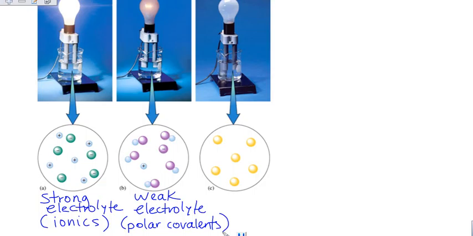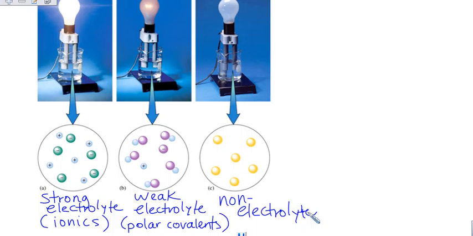And then finally, if the light bulb does not glow at all, this is my non-electrolyte. My non-electrolyte, where there are no ions whatsoever, all neutral particles. So the substance dissolved, it broke apart from its solid structure, but by forming no ions, we will conduct no electricity. We need moving charges to conduct an electric current.